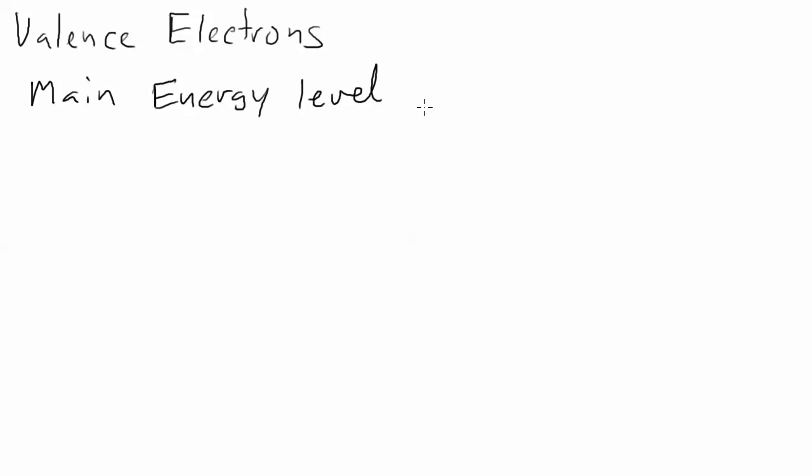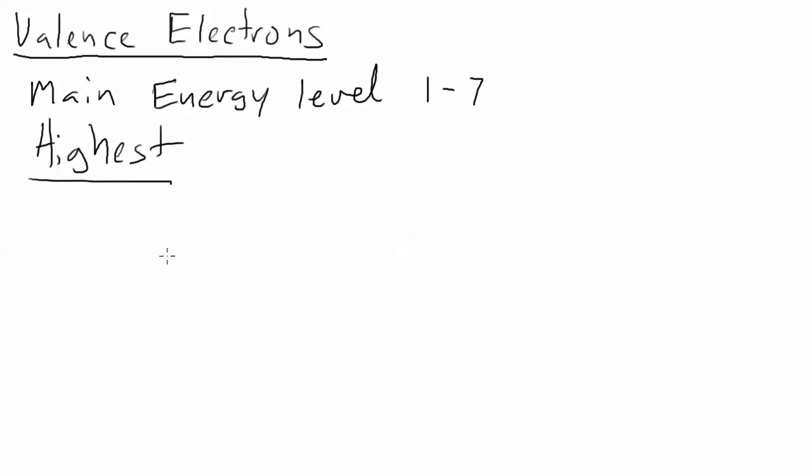Now, I explained in the last lecture that for any given atom, the main energy level might be anything from 1 to 7, and that an electron cloud might actually have several main energy levels in it. It might have main energy levels 1, 2, and 3, or it might have main energy levels 1 and 2, or maybe just 1. Well, valence electrons are electrons that are in the highest main energy level for a given atom.